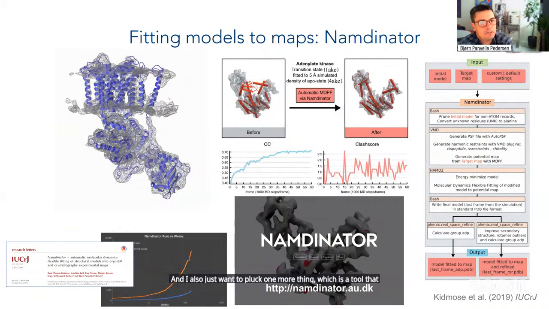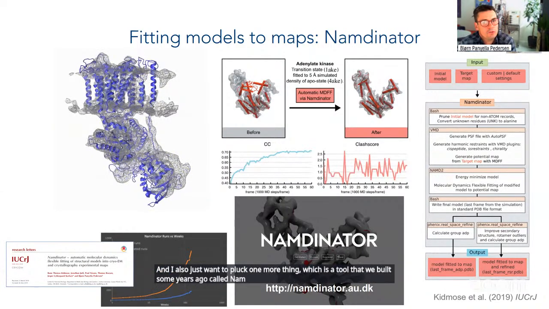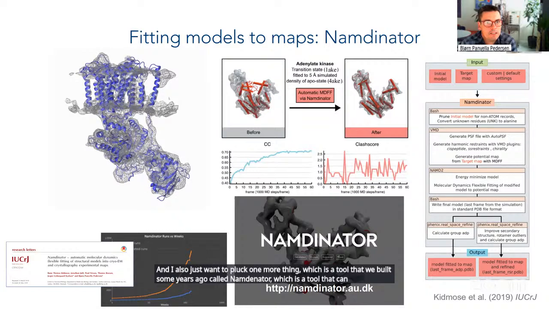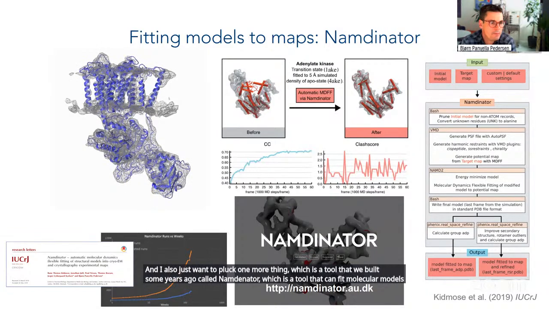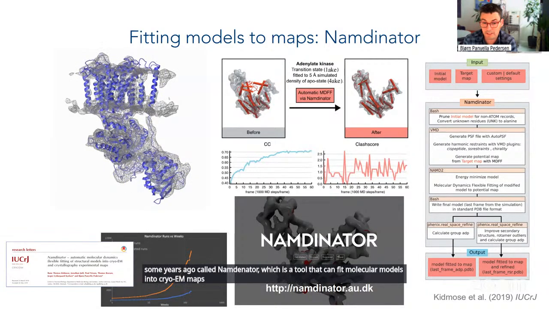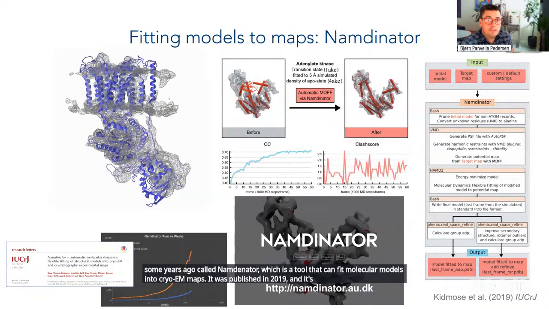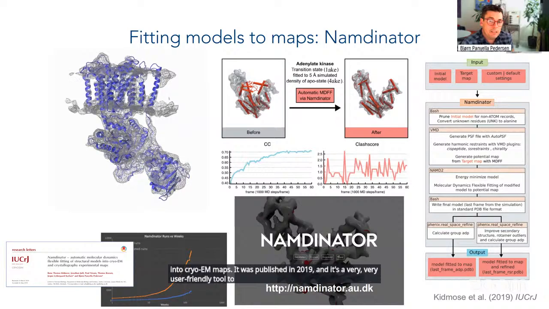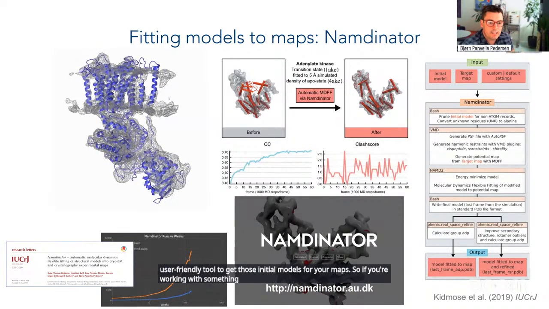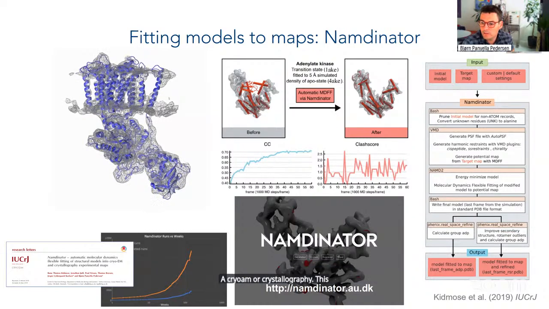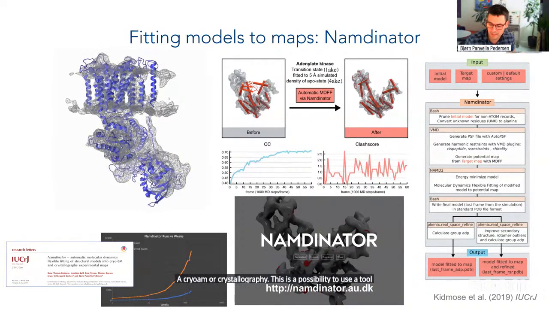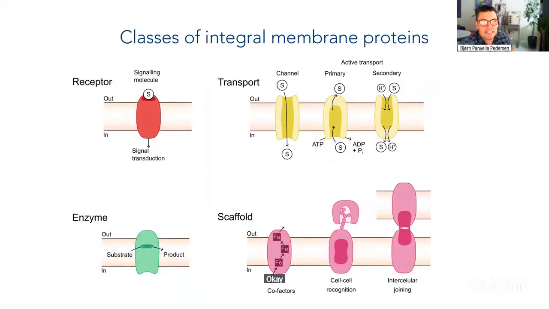I also just want to plug one more thing, which is a tool that we built some years ago called Namdinator, which is a tool that can fit molecular models into cryo-EM maps. It was published in 2019, and it's a very user-friendly tool to get those initial models for your maps. So if you're working with cryo-EM or crystallography, this is a possibility to use a tool such as this. Okay, with that being said, let's move on to the introduction.